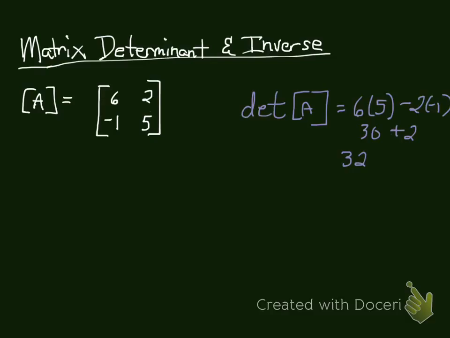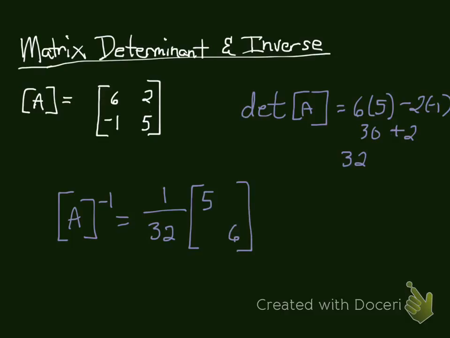Now let's take that and use that to write our inverse. So my inverse of my A matrix, you remember you start with 1 over the determinant, so it's 1 divided by 32. I'm going to swap A and D. So the 5 and the 6 change places. The 2 and the negative 1 switch signs. Now we would distribute that 1 over 32.